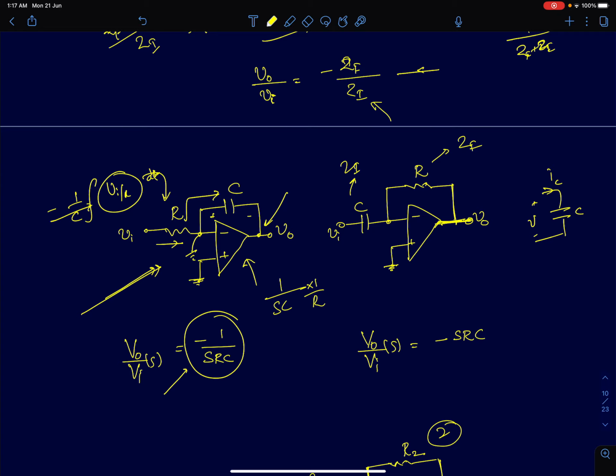The reason why I am saying you get negative is that if you see here, this node is at AC ground, or rather in this circuit probably it's at ground itself, and the voltage here is positive, meaning this potential here is supposedly higher than this potential because of the direction of flow of current. So therefore your output voltage will be lower than ground. So that's why the negative sign here.